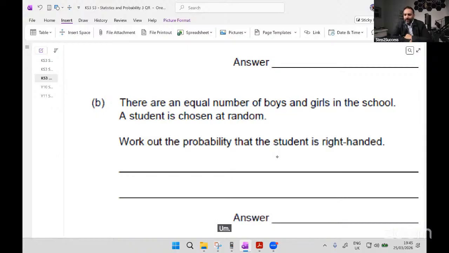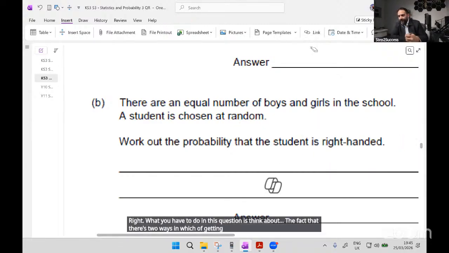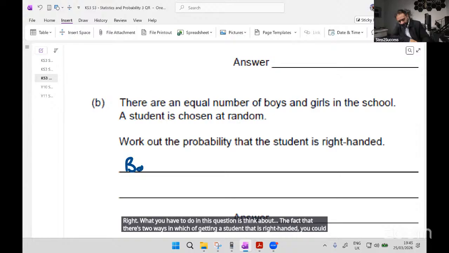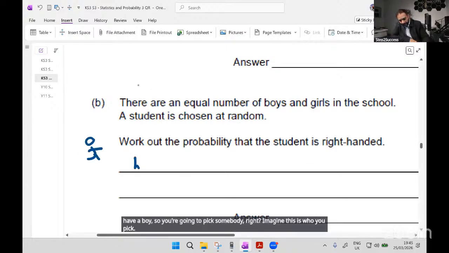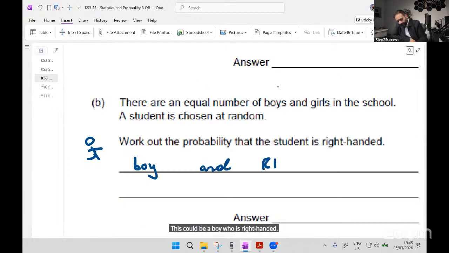Right, what you have to do in this question is think about the fact that there are two ways of getting a student that is right-handed. You could have a boy, so you're going to pick somebody, right? Imagine this is who you pick. This could be a boy who is right-handed, or it could be a girl who is right-handed.